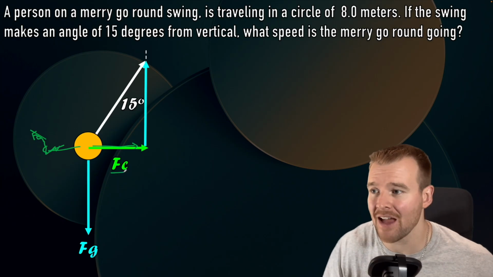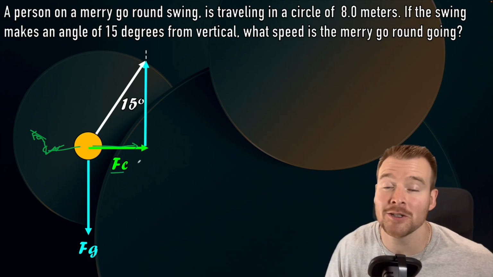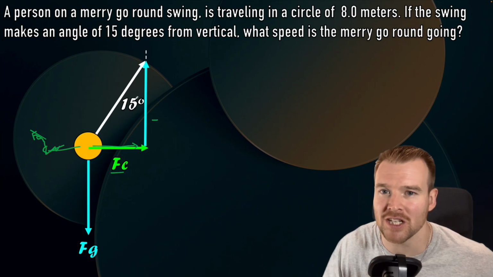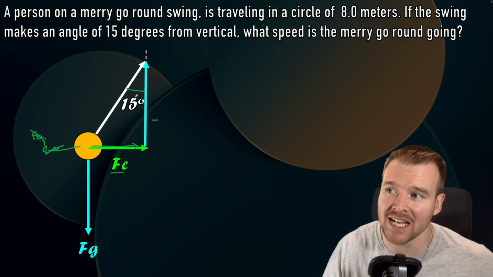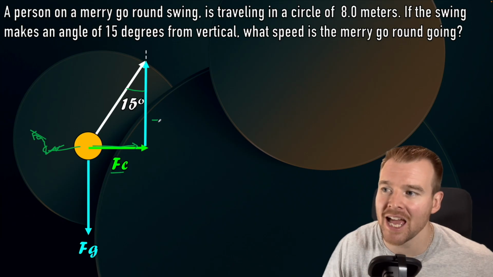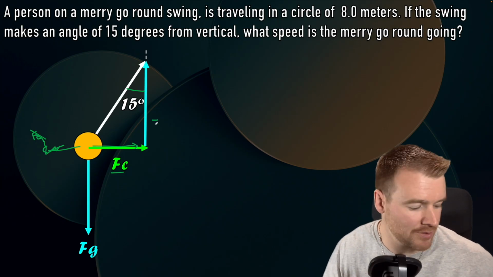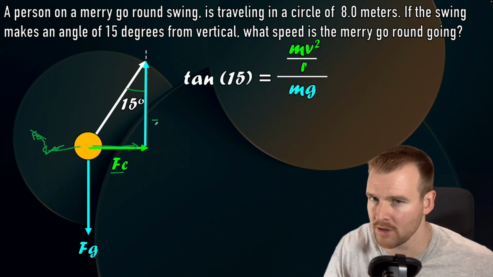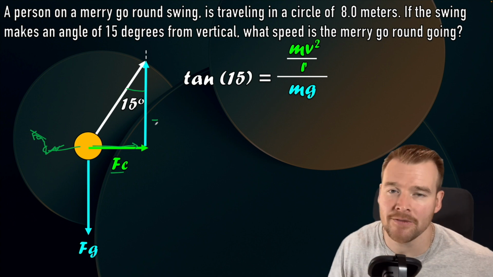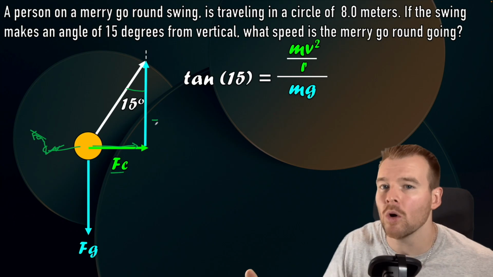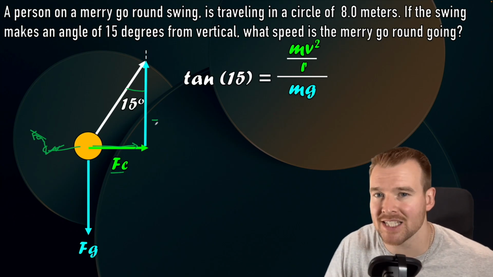After this, I have this side of the triangle is Fc, and this blue side is going to be Fg. I have an angle relating those two. It's 15 degrees. Opposite and adjacent, 15 degrees, tan 15 is equal to Fc over Fg. So I'm going to put that in there, but I'm going to put the formulas for those two. So tan 15 is equal to mv squared over r, that's Fc, over mg. That's going to be my adjacent side.